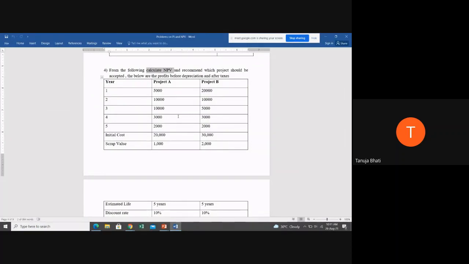How do we calculate NPV of a particular project? What is the formula to calculate NPV? How do you calculate net present value? We have just revised it some time back.